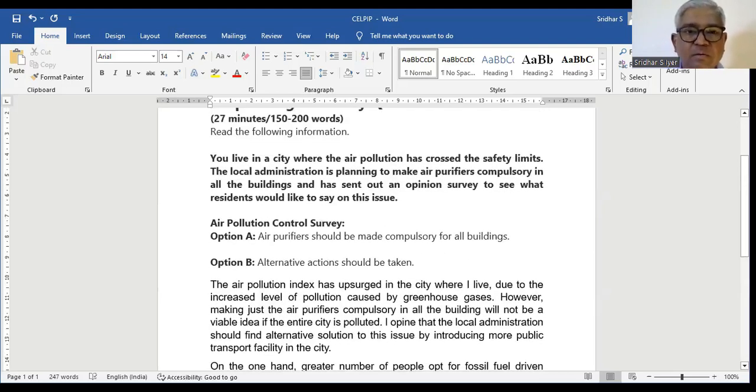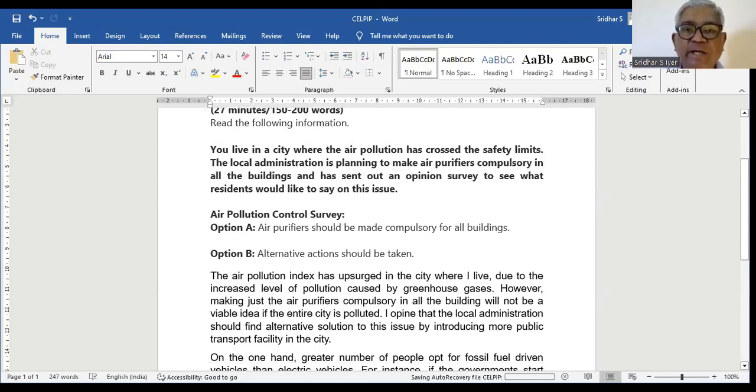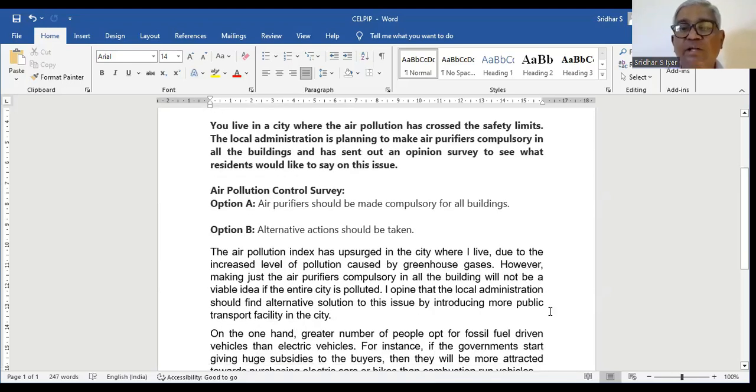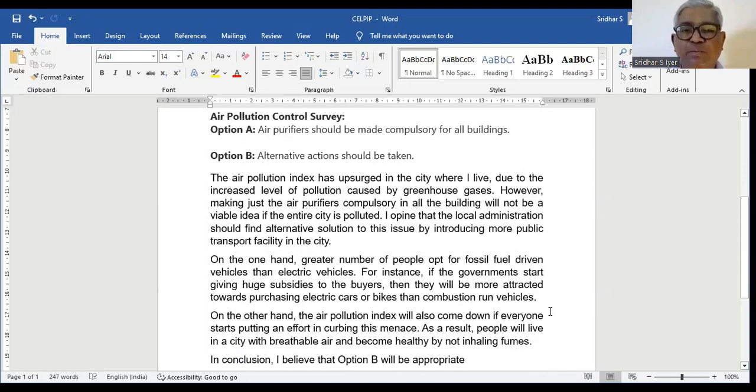Okay, so you live in a city where the air pollution has crossed the safety limit. The local administration is planning to make air purifiers compulsory in all the buildings and has sent out an opinion survey to see what residents would like to say on this issue.